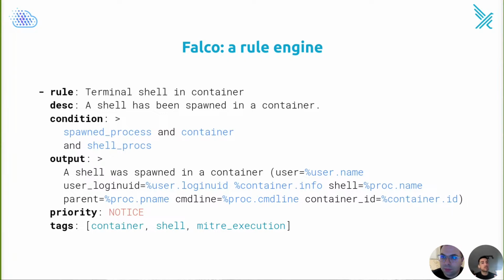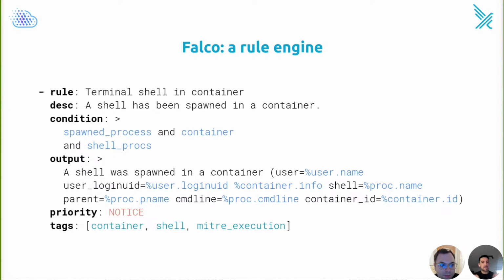The description is just there for us humans, to help the rule writers know the purpose of the rule. We have the condition, the output, a priority. You can filter by priority, and tags. Tags are also useful to filter, to enable just a subset of rules. And if you are using a SIEM like Elasticsearch to do some search, for example, I want just alerts that concern containers, that concern network, for example. You can see, I think it's in the output.